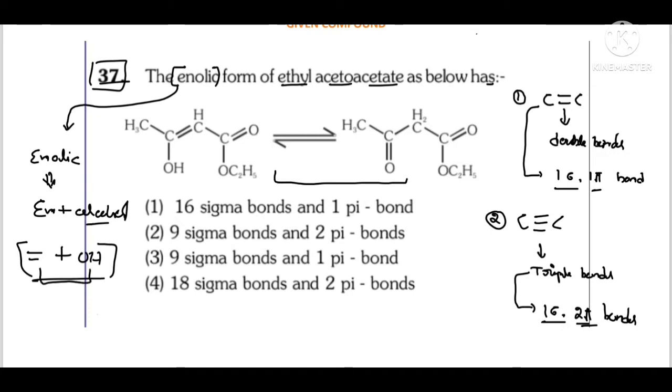Here a double bond is present, but there is no OH group. That's why this is not an enolic form. This is an enolic form. Why? Because a double bond is present and an OH group is also present. This form is called the enolic form.